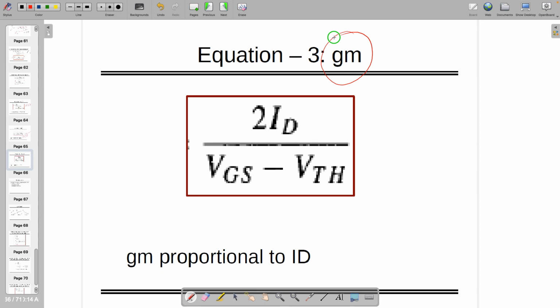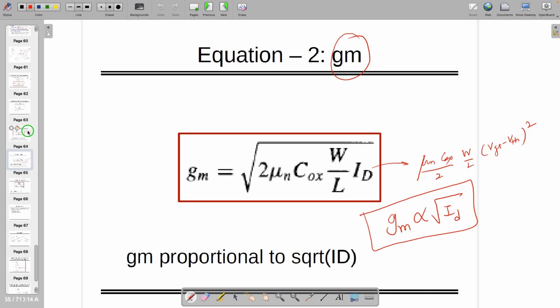All of them, but Sir, which one are you going to follow? So it depends on the condition, whether WL is constant or ID is constant. That will be constant, right? That's why they are out. In this case, VGS minus VTH is constant, then it's proportional to ID, right? That is fine. In this case, understand what you want to keep constant.